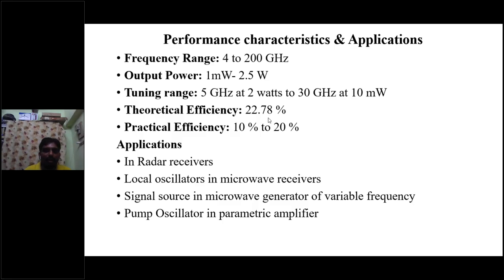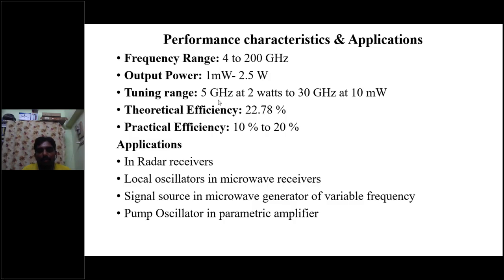Compared to our previous device, the two cavity Klystron amplifier, I am using a reflex Klystron oscillator. What about the frequency range? Suppose you want to design your reflex Klystron oscillator, the frequency range is from 4 to 200 gigahertz. The output power observed for that particular device is 1 milliwatt to 2.5 watts, and for tuning ranges, I am using 5 gigahertz frequency.